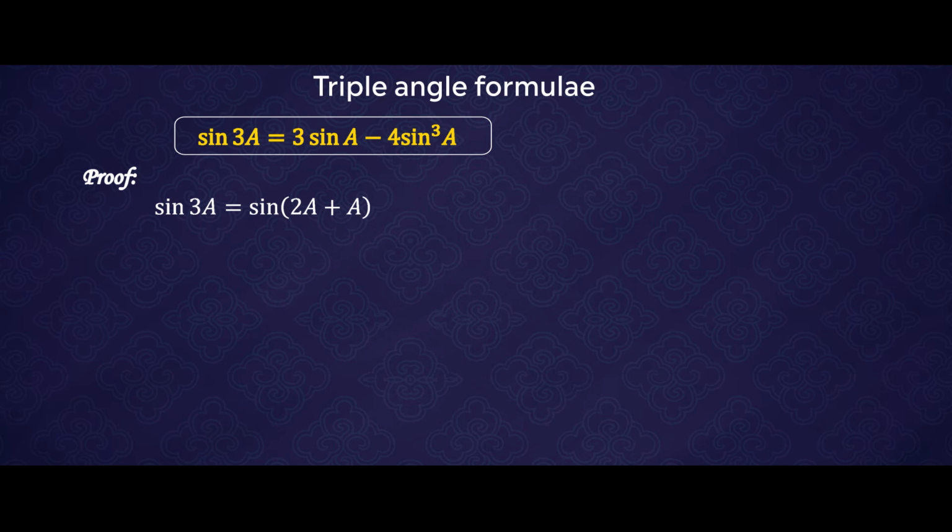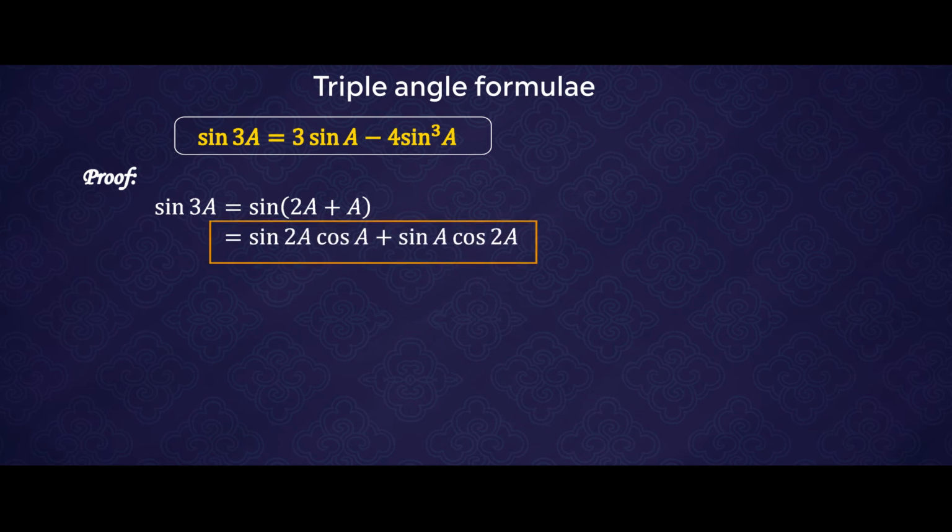We can write this as the sum of 2a plus a, because 2a plus a will be 3a. So you have learned that sine of a plus b is sine a cos b plus cos a sine b. Now you take this 2a as a and a as b. So you can substitute: sine 2a times cos a, plus cos 2a times sine a.